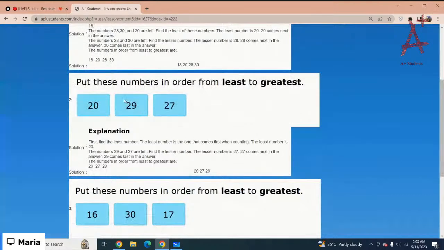Okay. Put these numbers in order from least to greatest. You have to write down the least number first, the smallest number first. Which is the smallest one out of these three numbers? 20 is the smallest one. So 20 would be the first number. Then out of 29 and 27, 27 is smaller. So the second number would be 27 and then the third would be 29. Got it?